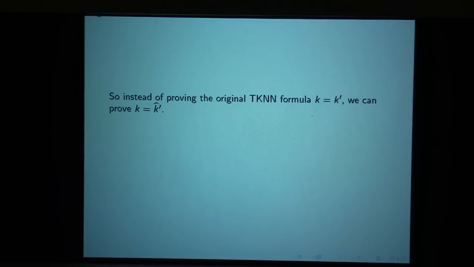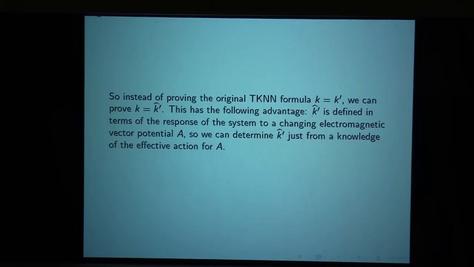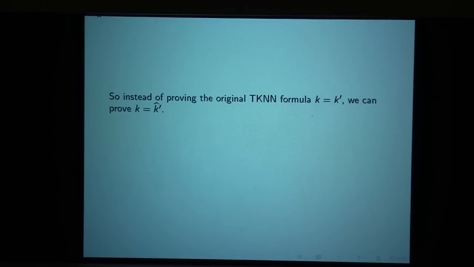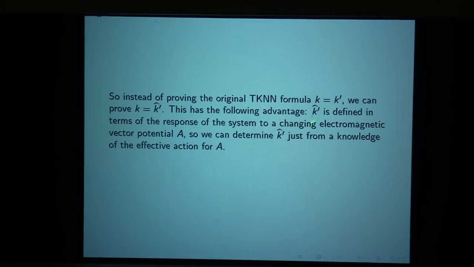So the original version of the TKNN formula was that K equals K prime, but we can instead prove that K equals K prime hat. One advantage of that is that K prime hat is a many-body concept, while K prime was a band theory concept. For our present purposes, K prime hat is defined in terms of the response of the system to a changing electromagnetic vector potential. So we can determine it just from a knowledge of the effective action. So K prime hat we can compute just by knowing that the effective action is a Chern-Simons function.